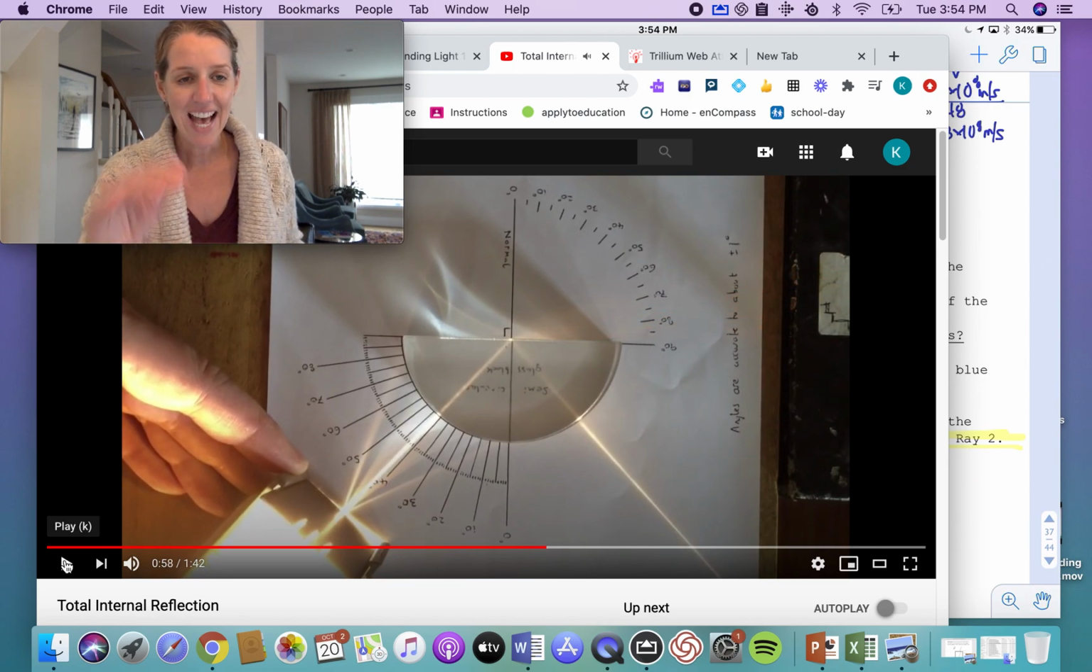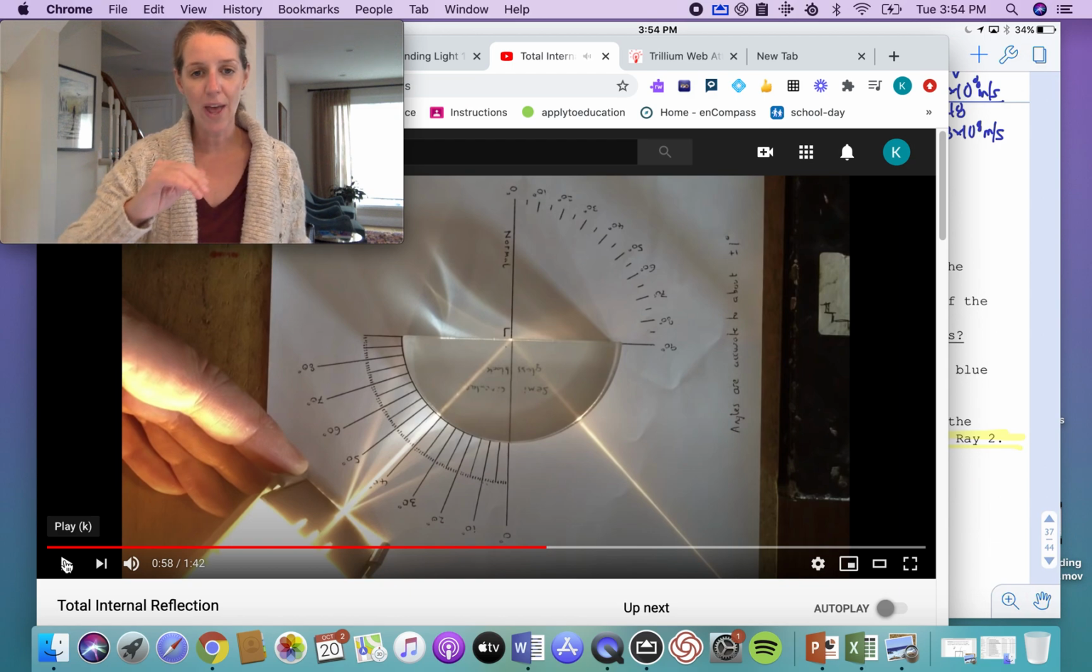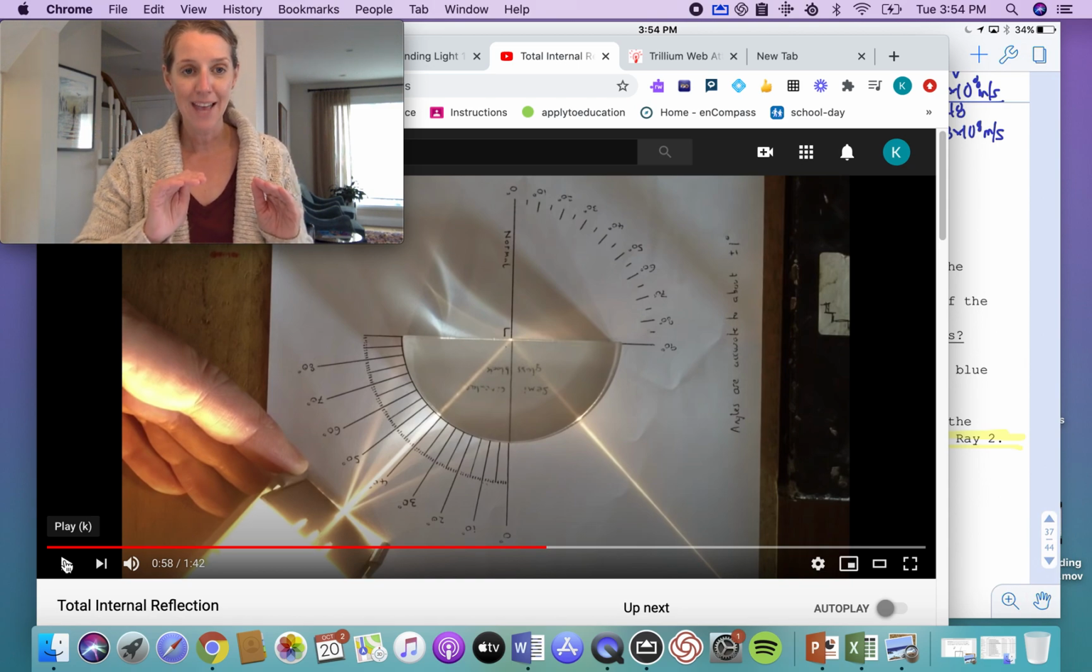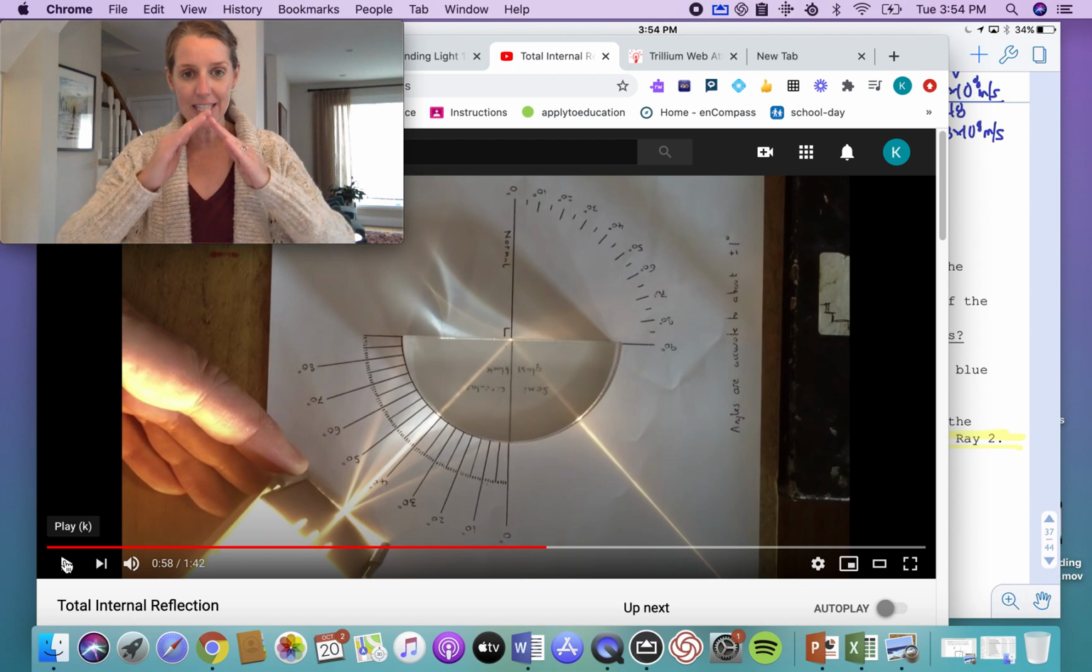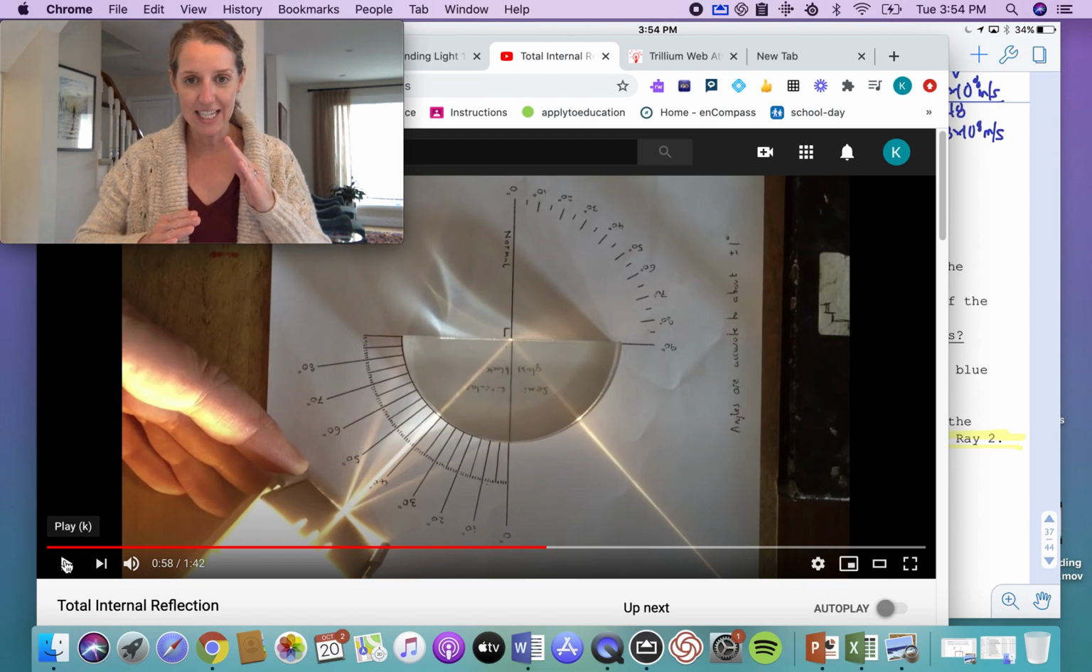I'm just going to pause for a second there. When that incident ray actually bends so much that now it's 90 degrees from the normal, boom, at that point, you get the light ray reflected back inside. And you can see on that diagram, it goes up and then the light reflects back inside. The angle at which that light beam does that is called the critical angle.